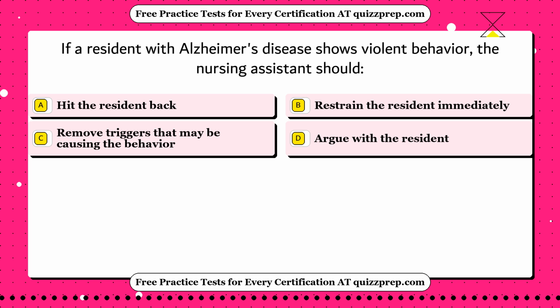Question 48. If a resident with Alzheimer's disease shows violent behavior, the nursing assistant should: Option A, hit the resident back. Option B, restrain the resident immediately. Option C, remove triggers that may be causing the behavior. Option D, argue with the resident.